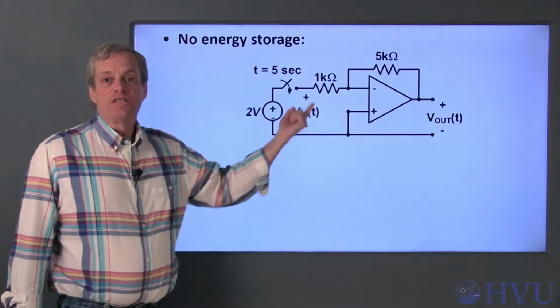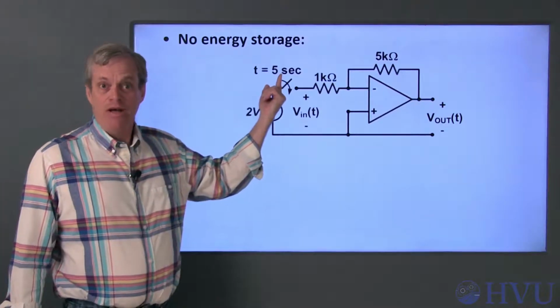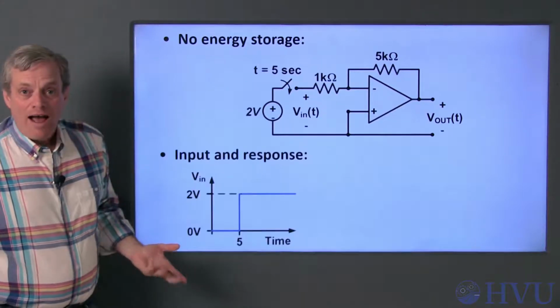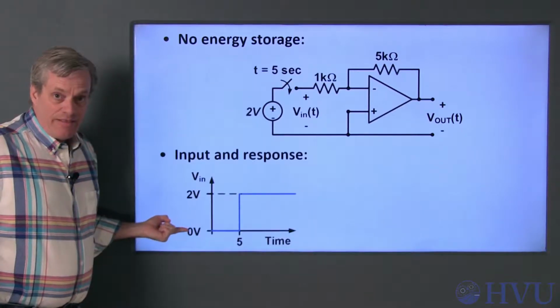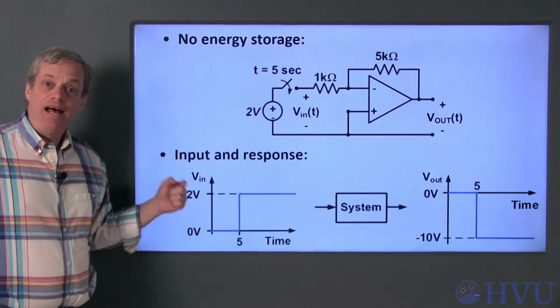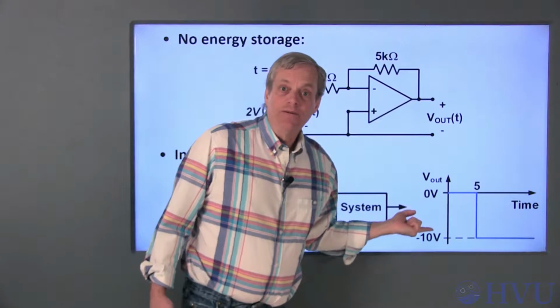With this source and switch, the input voltage is 0 for time less than 0 and 2 volts for time greater than 0. Graphically, the input voltage looks like this. Since the output voltage is just negative 5 times this input voltage, the output voltage looks like this.